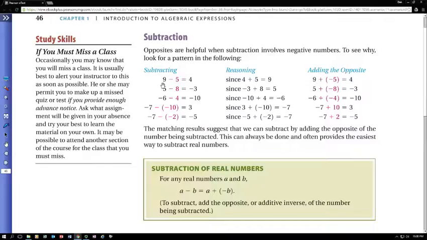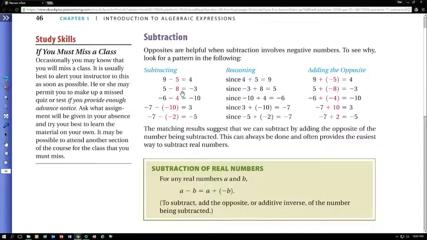Well, in this case, we can take the part that's being subtracted here, 5, and change it to its opposite, which would be negative 5, and change the subtraction to an addition. Or in other words, we change from subtraction to addition by adding the opposite. So 9 minus 5 is probably just fine the way it is. We're used to that, it's 4. But if I took 9 plus a negative 5, you're going to get the same result.